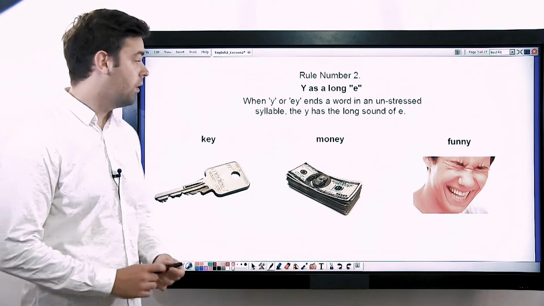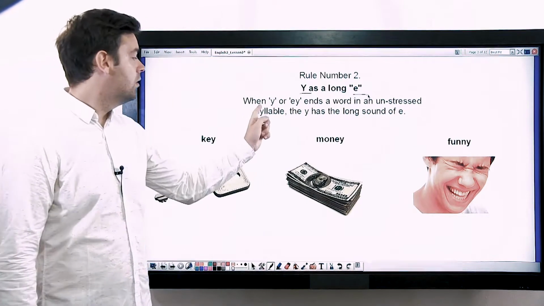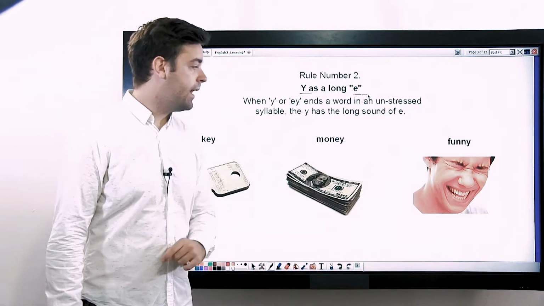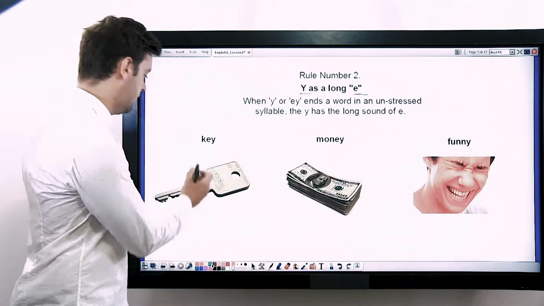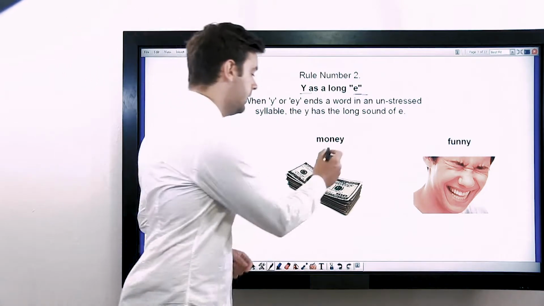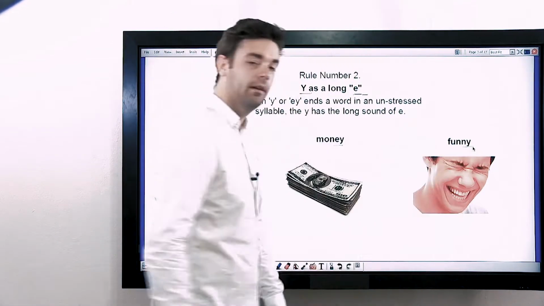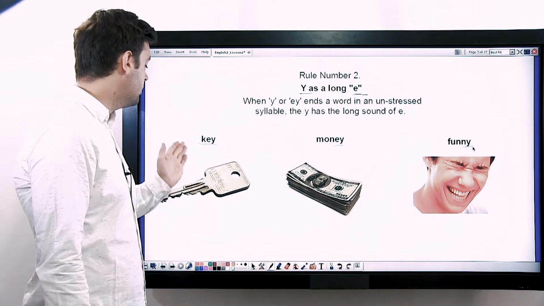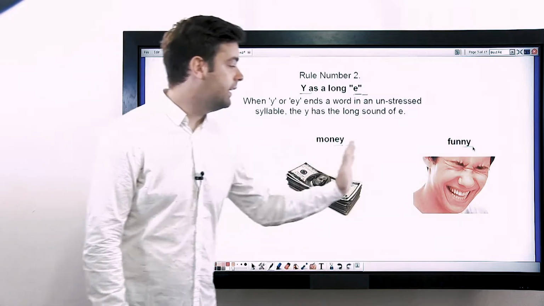Rule number 2, Y has a long E. When Y or EY ends a word in an unstressed syllable, the Y has a long sound of E. Key. Money. Funny. So see, it has the E sound, not a Y sound. It's not "kai," "manai," "funai." It's key, money, funny.